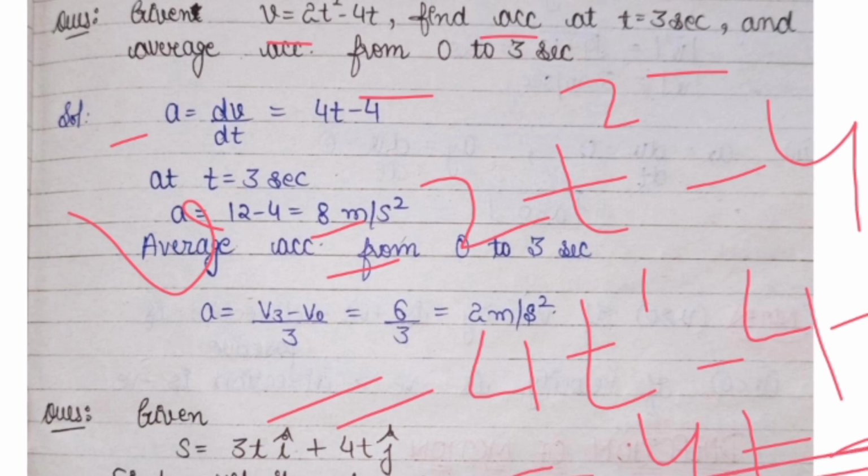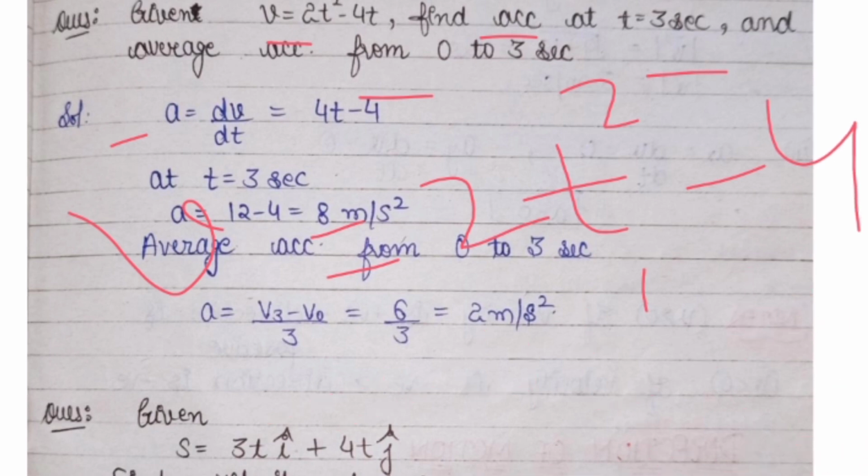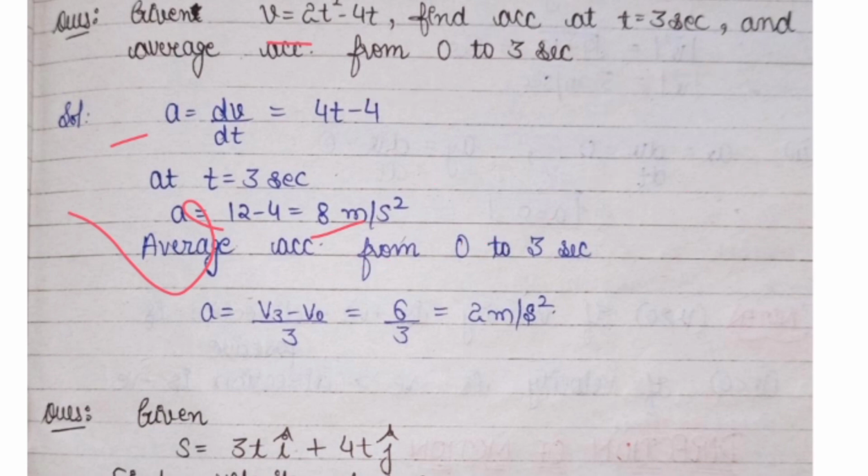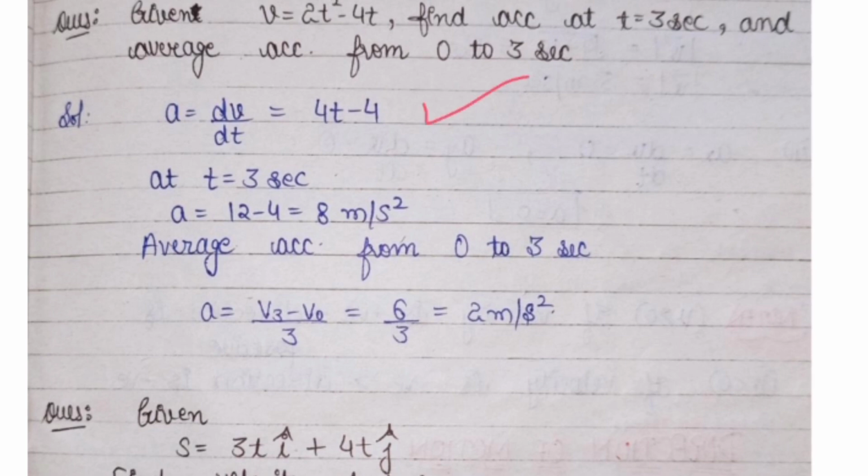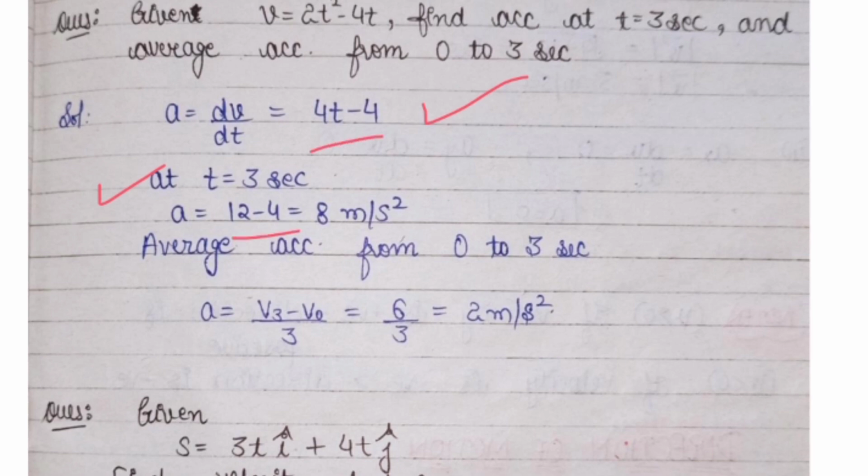I've already uploaded videos on differentiation. Please refer to the videos if you want to learn more about differentiation. Okay, this is the acceleration, 4t minus 4. At t equals 3 seconds, put t equals 3 in this equation. 4 into 3 minus 4, this will be 12 minus 4 equals 8 meter per second square.